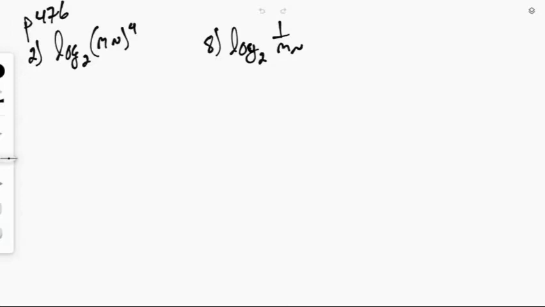Alright, so we're going to look at some of the examples on properties or laws of logarithms. So looking at page 476, several different examples. We're going to start with number 2. Alright, so we're just going to expand.